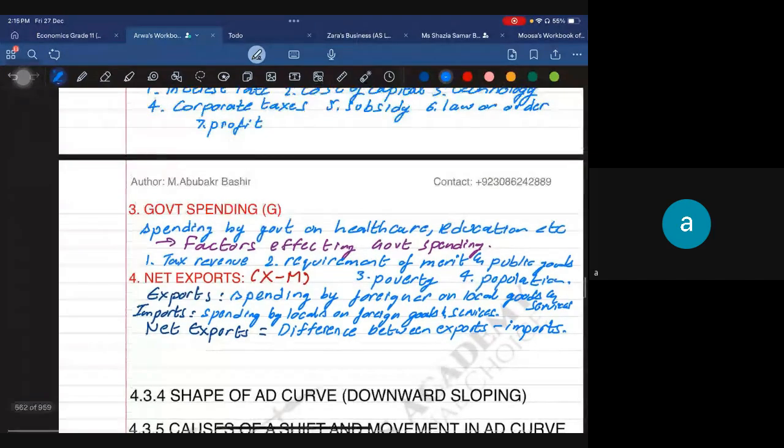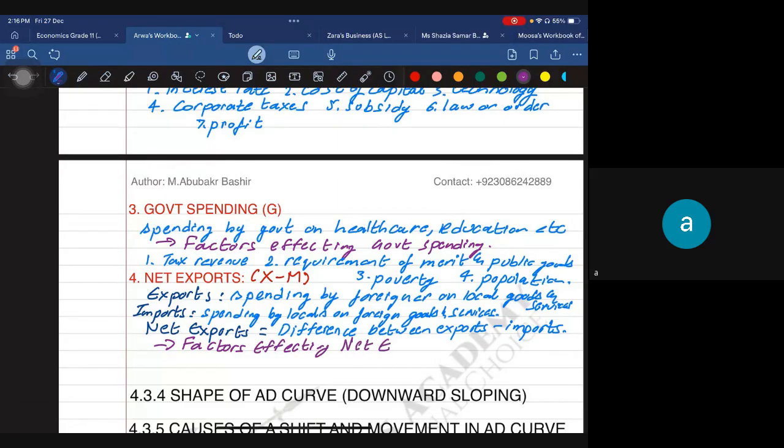Now, if I ask you about the factors affecting net exports. I think number one has to be your price. If the prices of your goods are not competitive, if they're high, they'll be less attractive to foreign buyers. So they might start trading with another cheaper country rather than your goods and services.